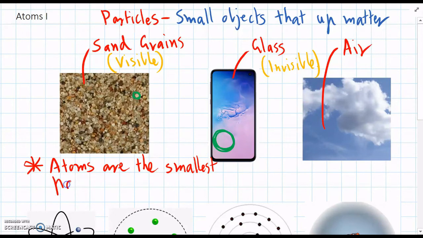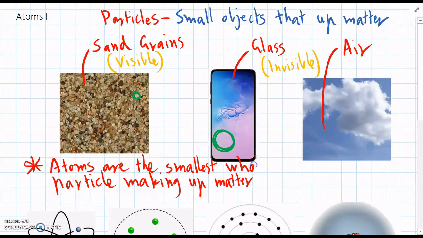So atoms are the smallest particle making up matter. And we can add some extra detail and say they're the smallest whole particle, because they are made up of other things, atoms, but for now we'll think of them as one object.